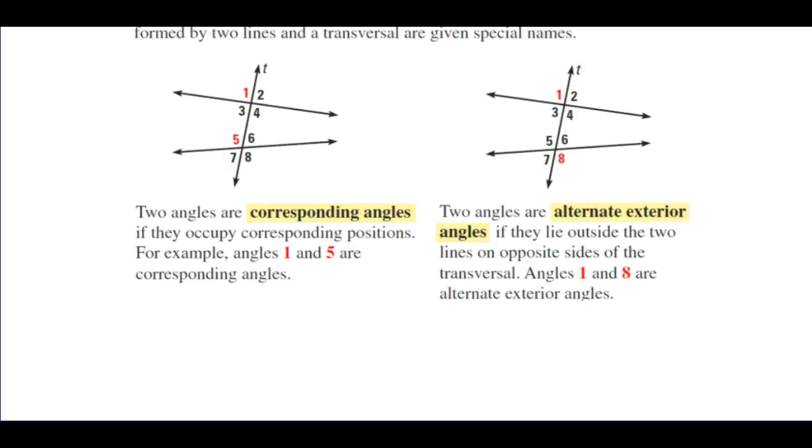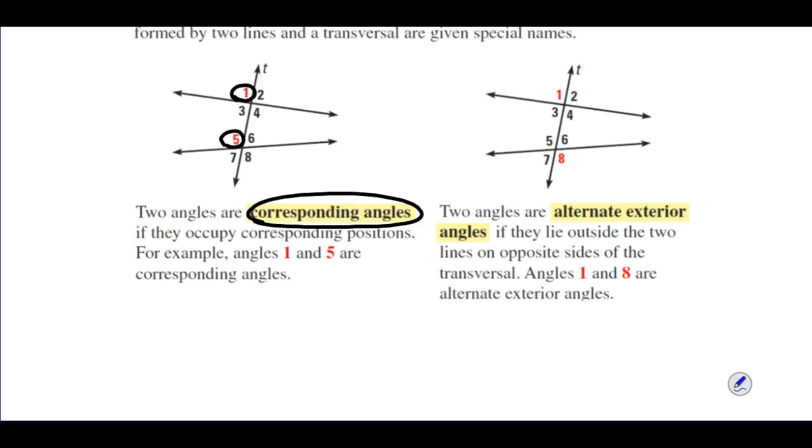The first term that we'll look at is corresponding angles. Corresponding angles are two angles that occupy corresponding positions. They have the same position within the diagram that you're looking at. So in this example, angles 1 and 5 are corresponding angles just based on their position.